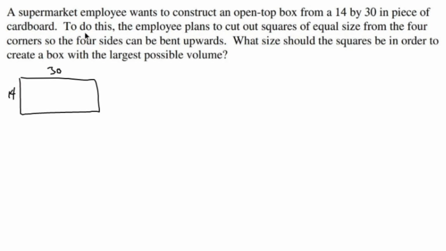Sentence number 2. To do this, the employee plans to cut out squares of equal sides from the 4 corners of the 4 sides and bend it upwards. All right, so we're starting to get a picture here. Here's a square. We'll call this X. Here's a square, X. Here's a square, X. Here's a square, X. So each side of the square is called X.